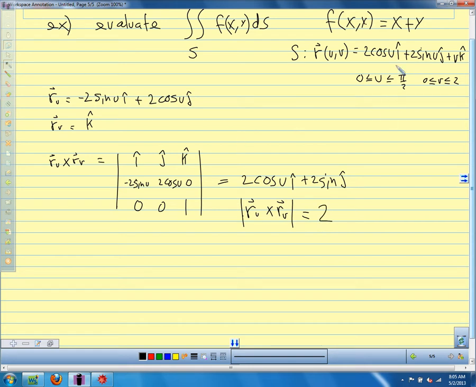Now we need to express. So we found our cross product. We found the magnitude of our cross product. What's the next thing we need to do to evaluate our surface integral? We need to change x and y in terms of u and v. We need to express our function in terms of our parameters. So we're going to say f of r of u and v. Express this in terms of our parameters. What is our function going to be in terms of our parameters? 2 cosine u plus 2 sine u.